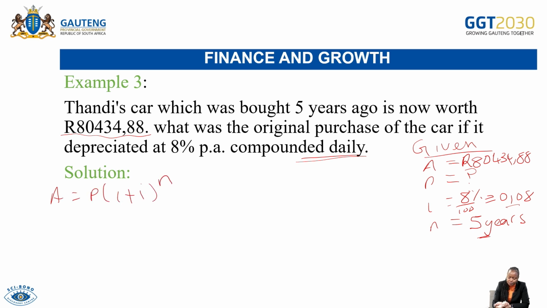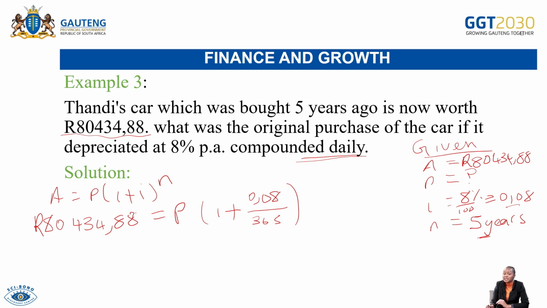Okay, so you'll say A equals P into 1 plus I to the exponent N. Your A is given as R80,434.88. Don't forget to put the R, we are talking about money. It equals P, and P is the one that we are looking for. So it's 1 plus your I, given as 0,08, divided by 365. Why are we dividing by 365? It's because of the compounded daily. The exponent is given as 5 times 365.